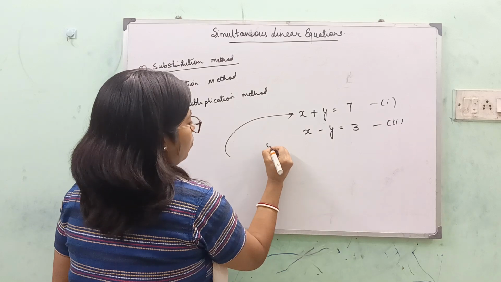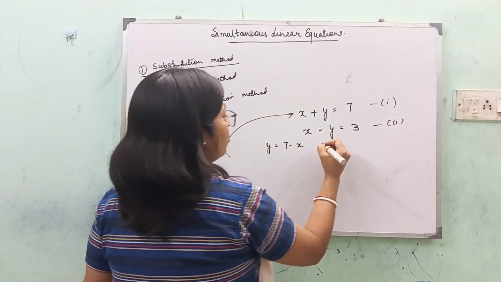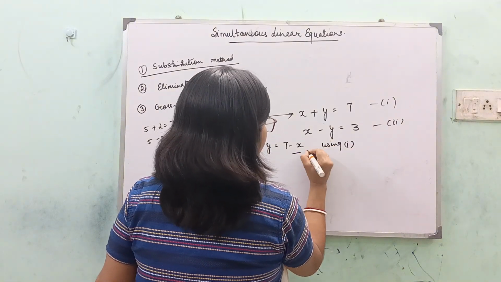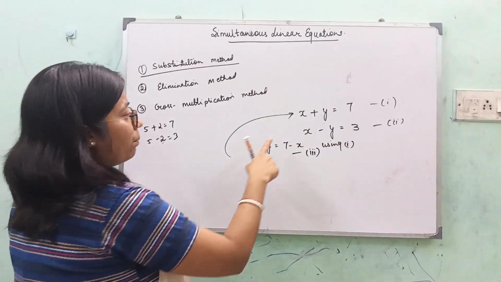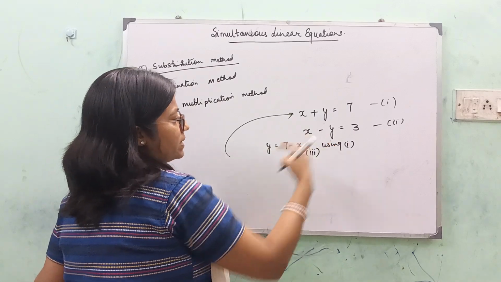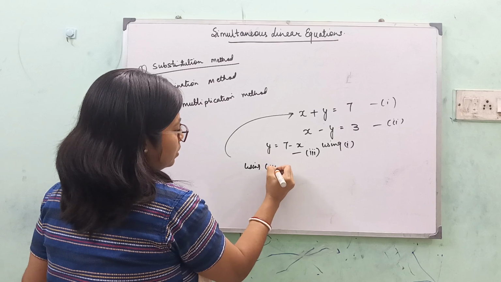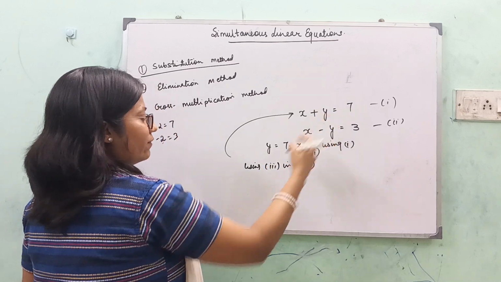Okay. So y equals 7 minus x. What did you do? This is using equation 1. So let us name this as equation number 3. Now because I have used the first equation, this substitution has to be made in the second equation. So using 3 in 2, I will use 3 in 2.